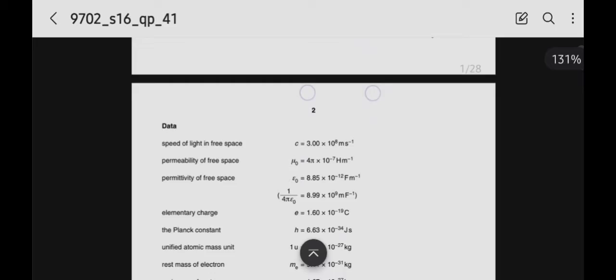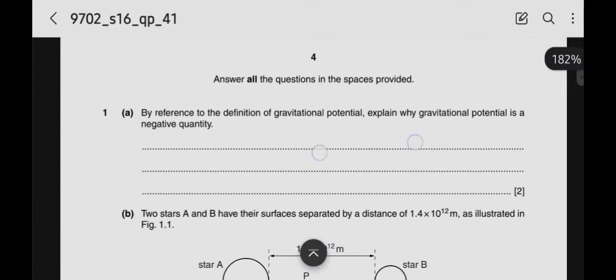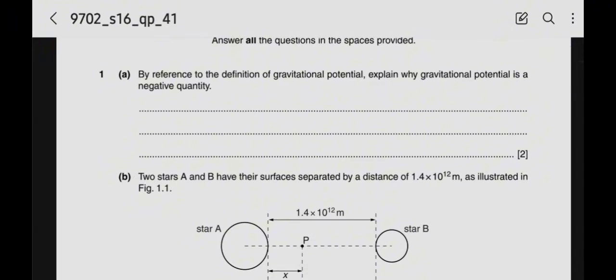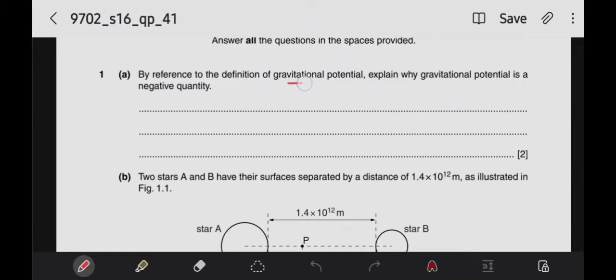So we will be solving this A-level physics paper, May-June 2016, paper 4-1. Question number 1. By reference to the definition of gravitational potential, explain why gravitational potential is a negative quantity. So firstly, you need to know that gravitational potential is 0 at infinity. So let's write down that first.